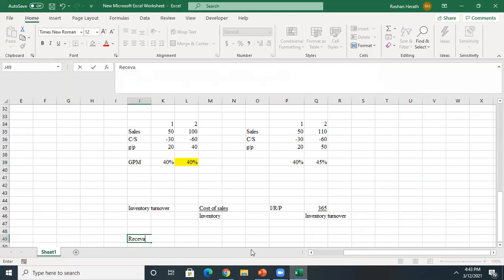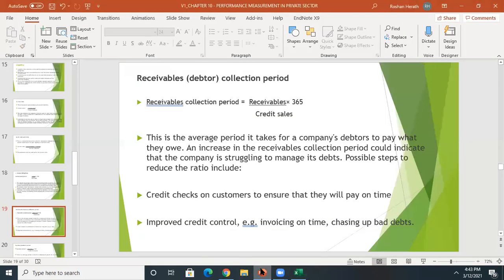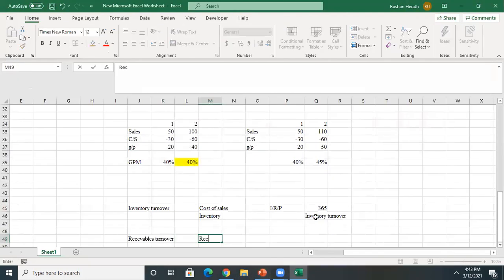Receivables turnover, it is simply credit sales divided by receivables. No? It's credit sales divided by receivables.